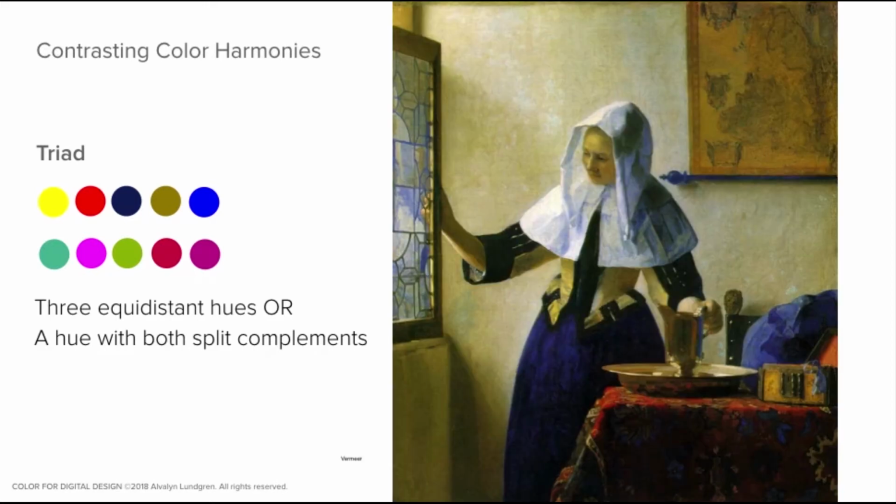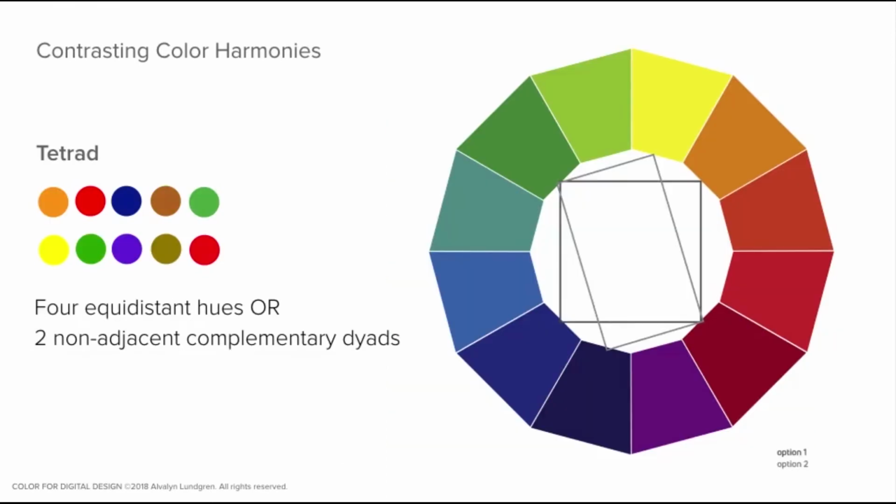Example of an equidistant triad, red, yellow, blue, in this Vermeer painting. The next kind of harmonious color scheme is a tetrad. And in a tetrad, we've got four hues that are equally spaced as one option, which means we inscribe a square within the circle, or we take two complementary dyads that are not right next to each other.